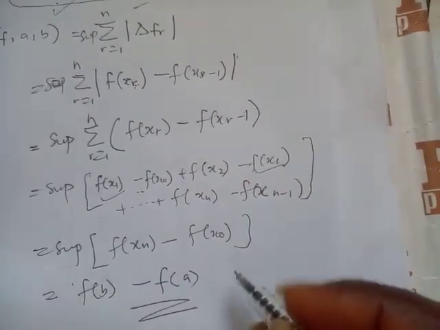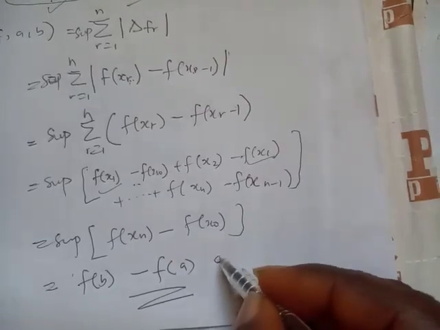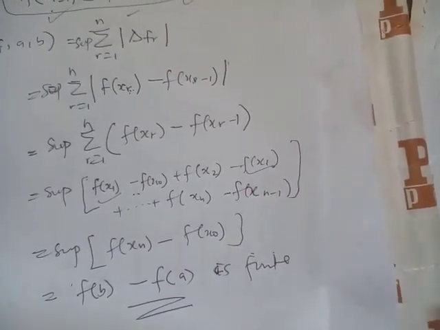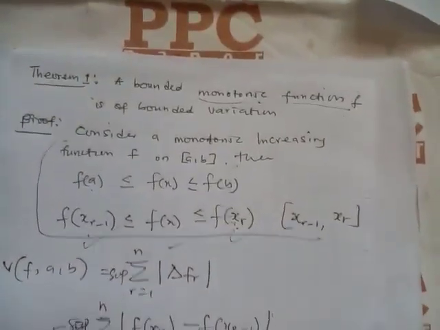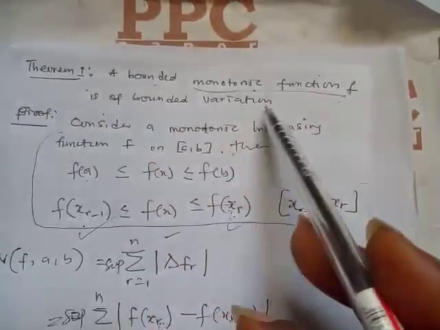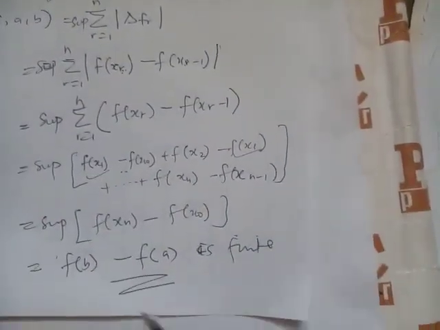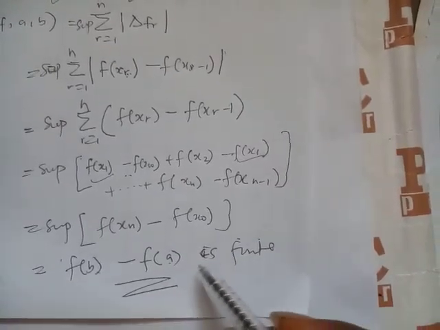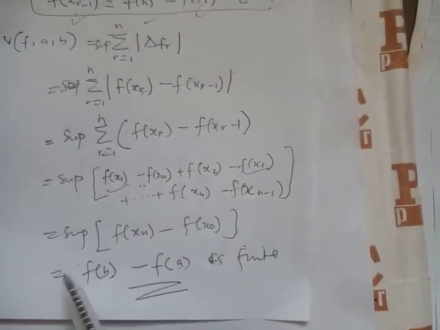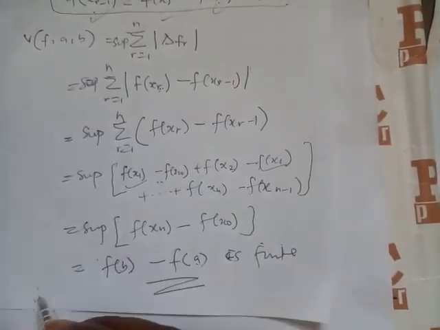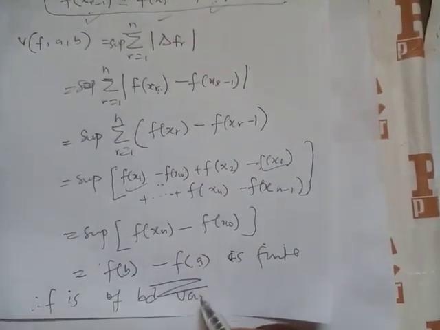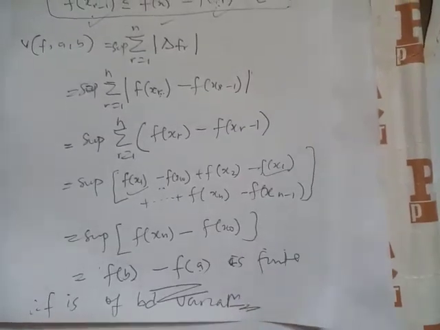So you see that this thing is finite, because we have been told that the function is bounded in this interval. So definitely it will be defined in the interval. f of a and f of b will be defined in that interval. So this is finite. Since this expression is finite, therefore f is of bounded variation, and that completes the proof.